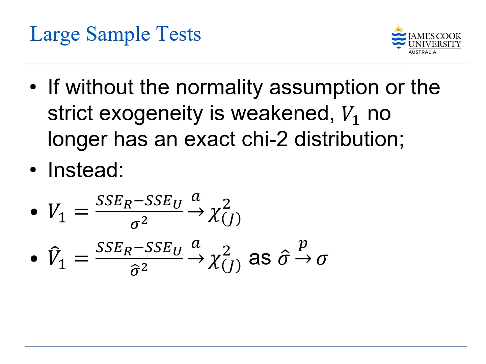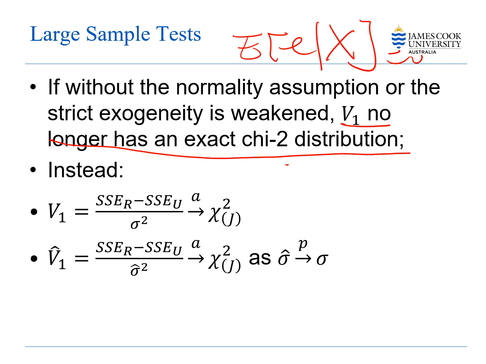So what if we don't have the normality assumption, or strict exogeneity? Remember, strict exogeneity says that conditional on all data, the conditional mean of the error is 0. Suppose it's weakened. Then V1 no longer has an exact chi-square distribution. Instead, we can show that it is asymptotically chi-square distributed with J degrees of freedom. Asymptotically means when the number of observations goes to infinity.